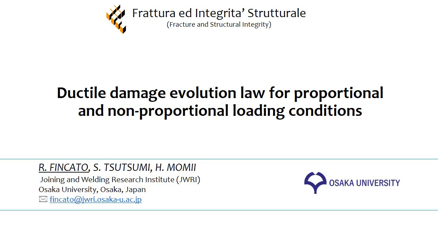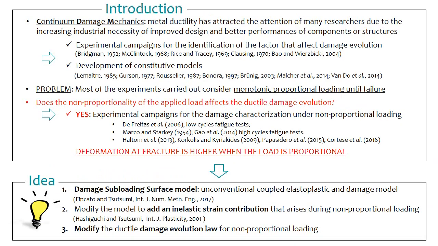The topic of this paper deals with the formulation of a ductile damage evolution law suitable for proportional and non-proportional loading conditions. In the last few decades, a lot of work has been carried out in the continuum damage mechanics community in terms of experimental investigation and constitutive models for the description of the ductile failure phenomenon. In particular, recent works pointed out how the non-proportionality of the load affects the material ductility.